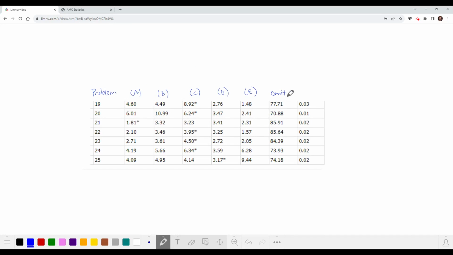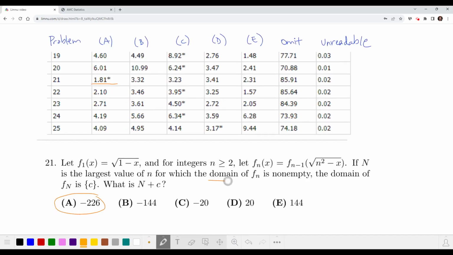This is the percent of students who skipped that problem. If you scan the entire exam, you'll notice that this is the lowest percentage of students who answered a problem correctly for any problem on the exam. Let's take a look at problem number 21. Here's the correct answer. This is a domain problem. I didn't find this to be very difficult, but domain analysis is not commonly taught in the regular schools, so maybe a lot of students skipped this one.